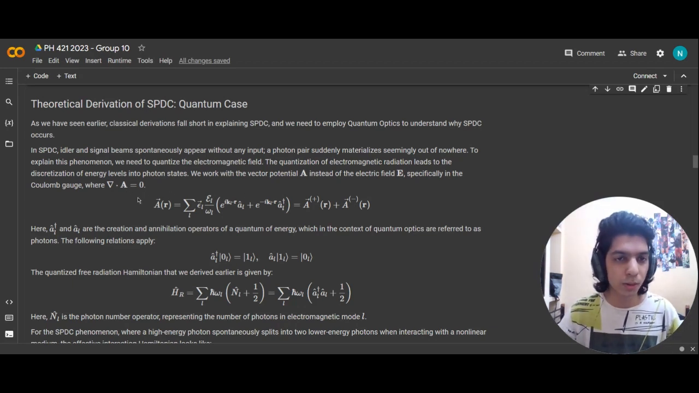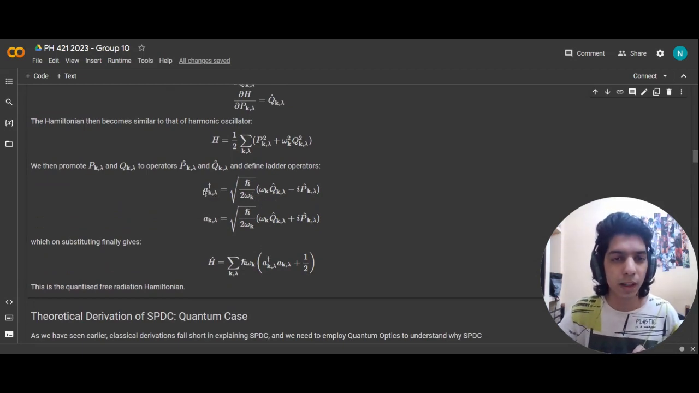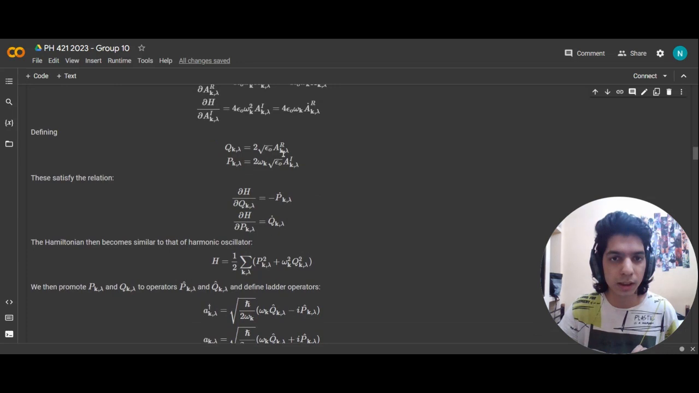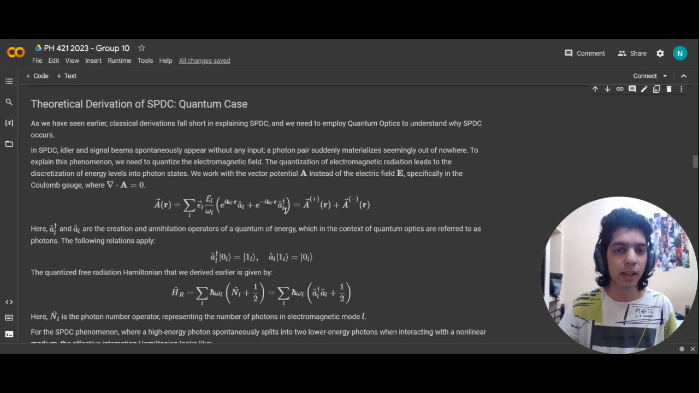What we'll first do is, instead of working with electric fields, work with vector potentials, which will be more convenient for us, in the Coulomb gauge where the divergence of A is zero. So this vector potential operator, we can write as this. In Aditya's derivation earlier, we derived the creation and annihilation operators, and they are related to the vector potential itself. So we can write this vector potential in terms of creation and annihilation operators.